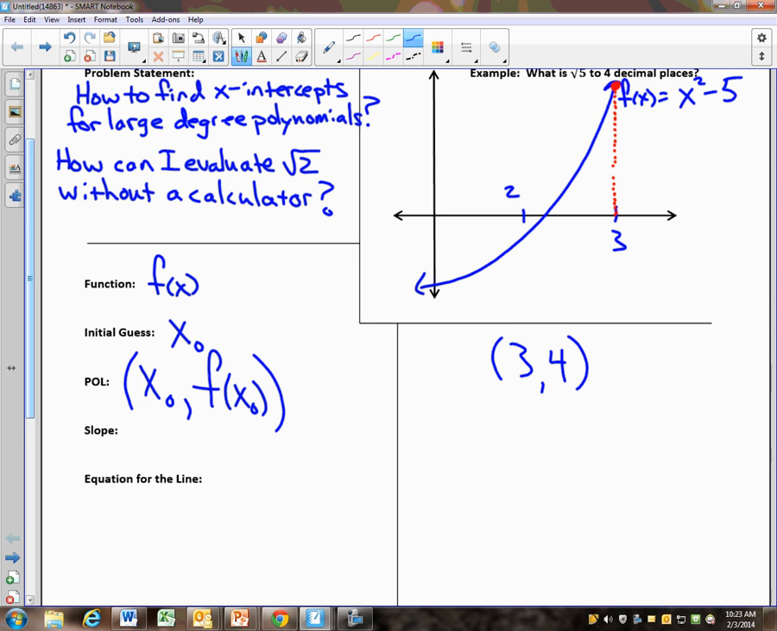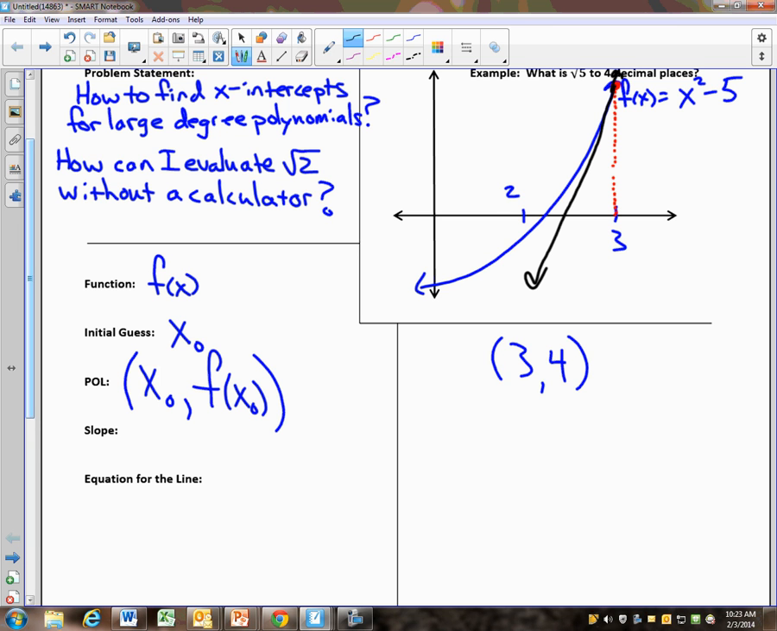Watch. What am I drawing? A tangent line. Look at this. I'm trying to come up with this blue spot. Look at the x-intercept of my line. Is that closer to the blue? Yeah, it's a lot closer, isn't it? So the whole idea is this: if I can find the x-intercept of that tangent line, that's a really, really good approximation.